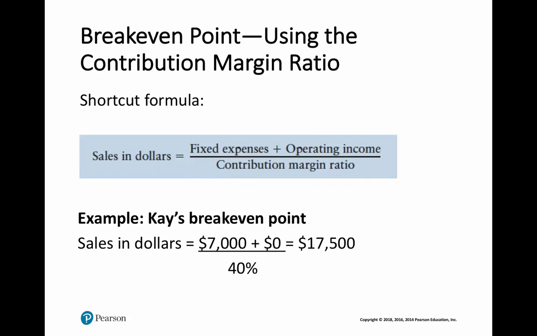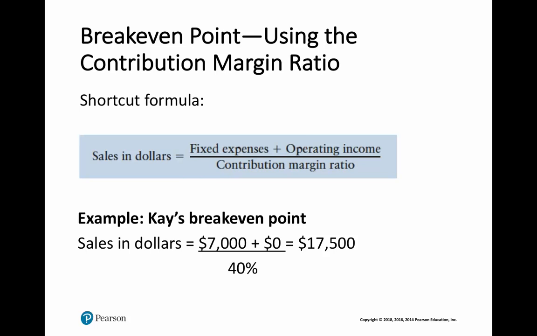Next we have, if we need to figure out the sales in dollars, so the sales dollars we need to achieve in order to break even, it's going to be our same numerator, our fixed expenses plus our operating income. This time, however, we're going to divide by our contribution margin ratio. So again, our contribution margin ratio, that's our contribution margin divided by our sales. So in this case, for our example here, we have our $7,000 fixed expense. And again, because we're asking for break-even, our operating income is zero.